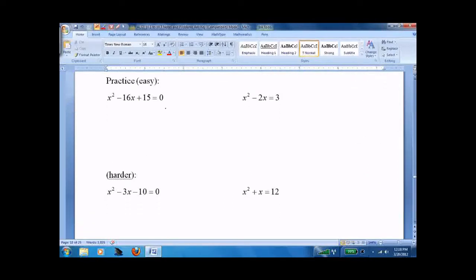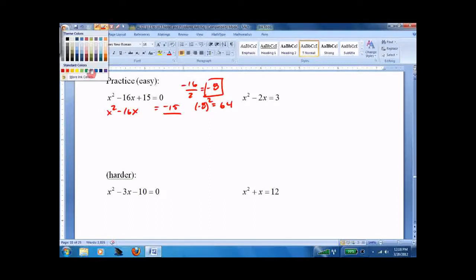So, move the 15 over. X squared minus 16x equals negative 15. Negative 16 over 2 equals negative 8. Put it in the box for later. Negative 8 squared equals 64. Add it to both sides. We've created a perfect square. This will be x minus 8. Negative 8 came from the box. 64 minus 15.